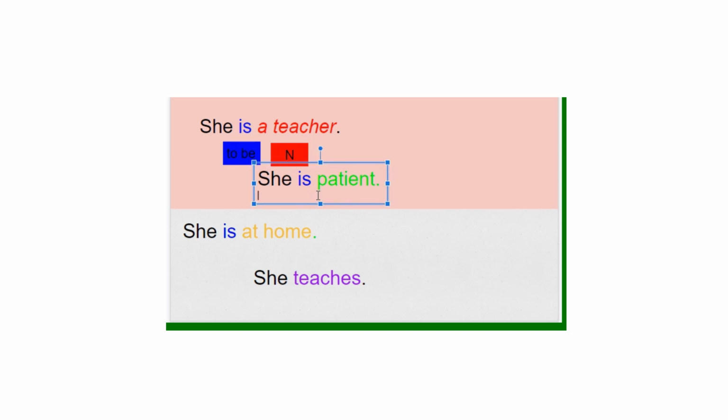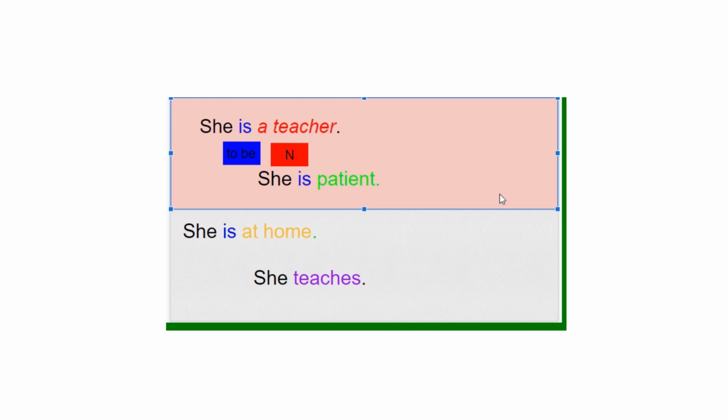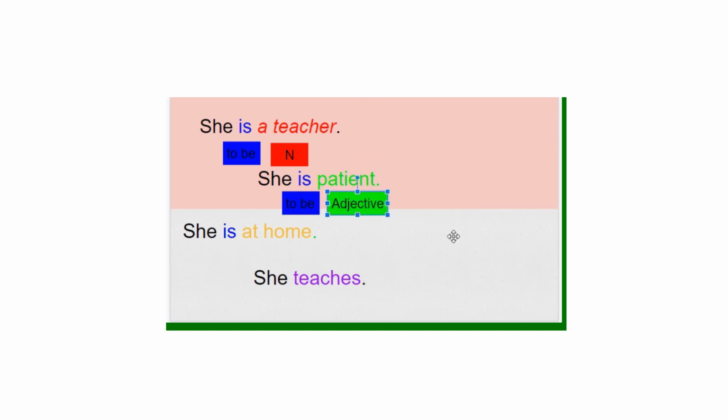Kemudian pada kalimat kedua, she is patient. Mari kita identifikasi. Is adalah to be, dan patient di sini adalah kata sifat. Betul sekali. Kalimat ketiga, she is at home. Is adalah to be, okay? Dan at home di sini adalah kata keterangan atau adverb.